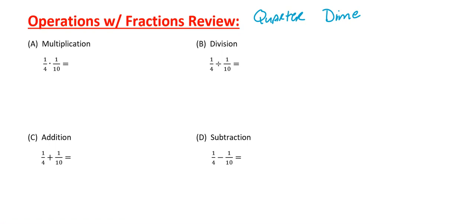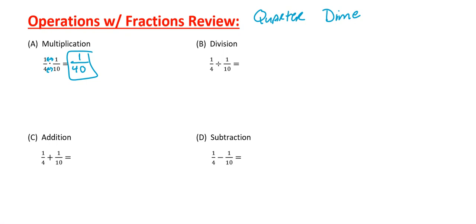For multiplication, all you have to do is multiply the numerator and multiply the denominator. You don't need a common denominator. You don't have to reduce. You can just straight multiply the tops and multiply the bottoms. So up top we end up with 1, and on the bottom we end up with 40. That's it. Our answer is 1/40.